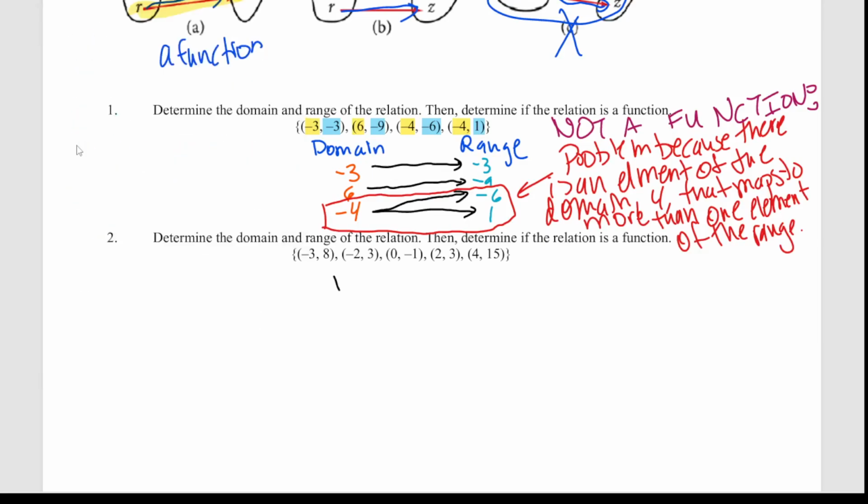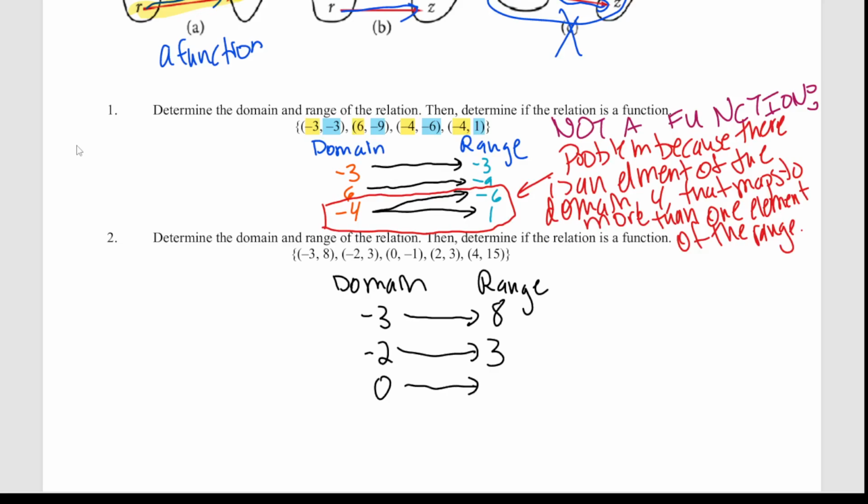So let's do the same process here. We're going to list off the domain, list off the range, and I'm going to kind of list them at the same time this time and sort of how they map. So in particular, for the first point, -3 is the element of the domain that maps to 8 in the range. Then we have -2 in the domain, mapping to 3 in the range. Then we have 0 in the domain, mapping to -1 in the range. Then we have 2 in the domain, mapping also to 3 in the range.